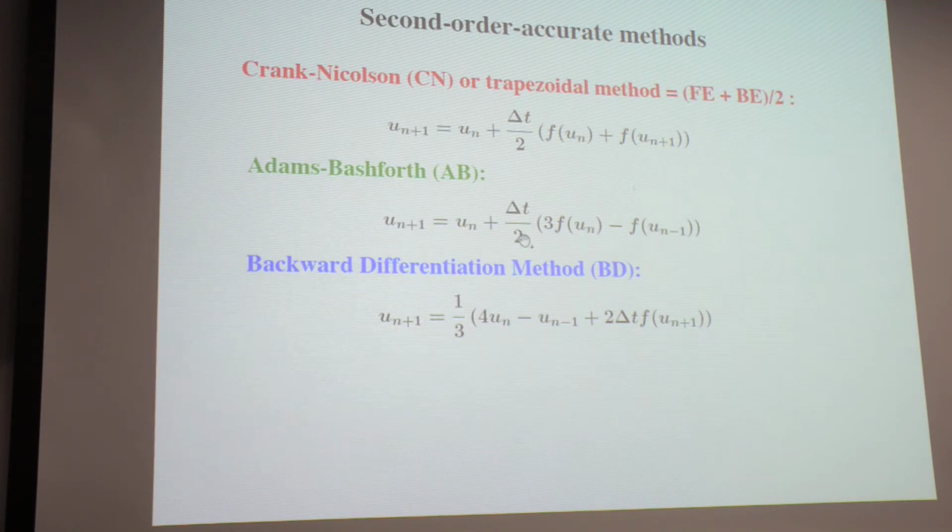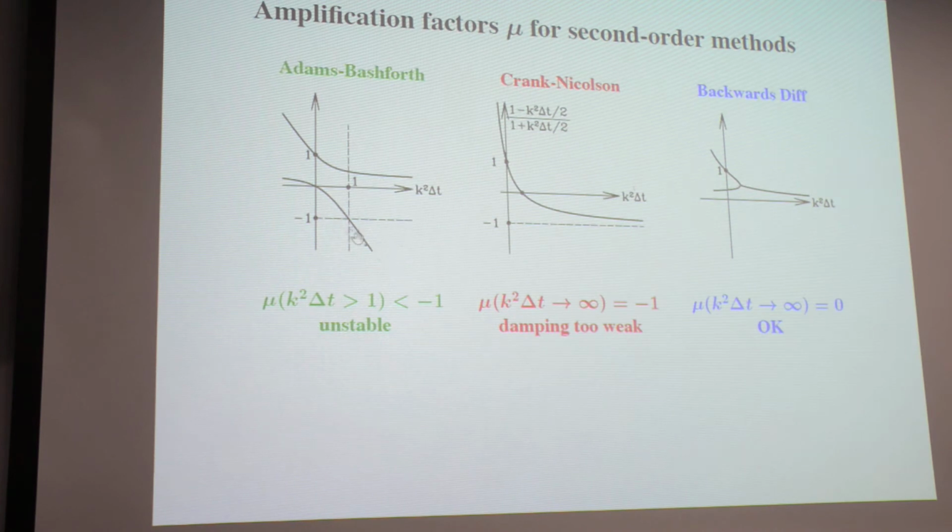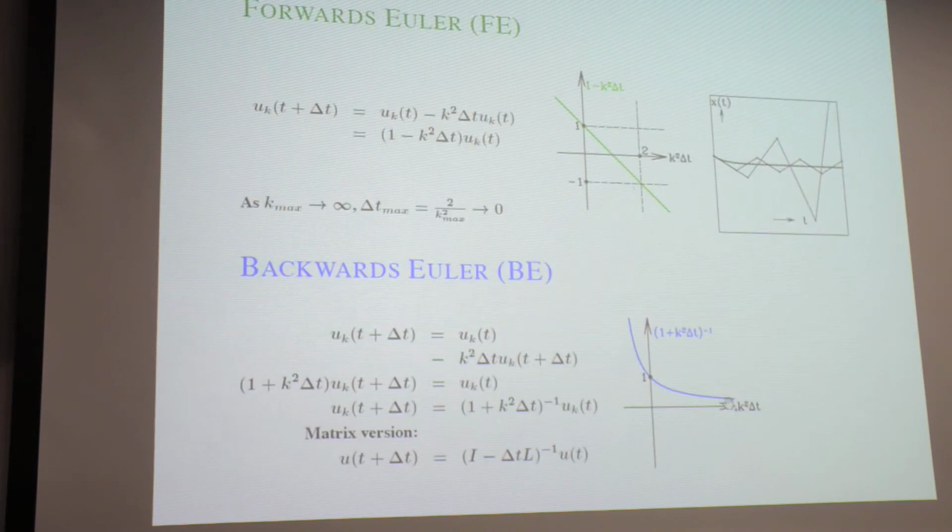But so why doesn't everybody do that? Because no explicit method can be stable. And we'll say why in just a moment. Anyway, so that's what is being shown here. Adams-Bashforth is an explicit method, and it is unstable, as shown by the Crank-Nicolson. It doesn't explode, that's nice, but it doesn't have very good behavior either. As k squared delta t goes to infinity, that swamps the ones here. You get minus 1, and it's not supposed to go to minus 1. You're supposed to go to 0.